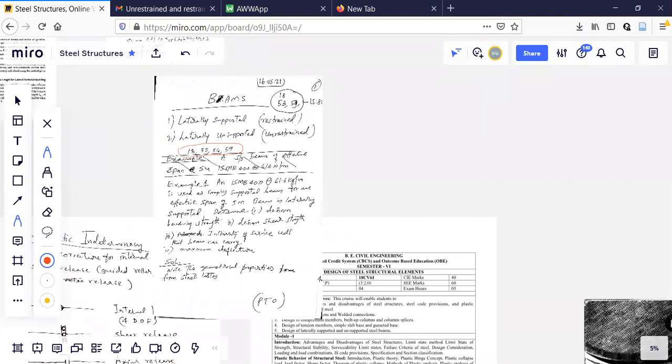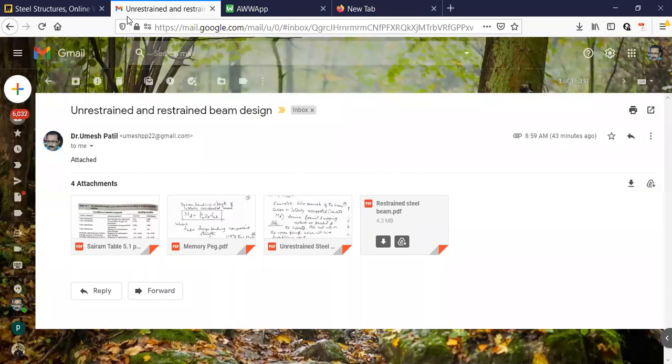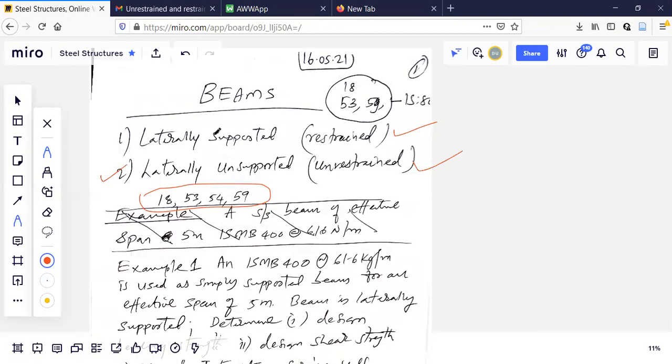So this is a beam here. See this, restrained. Laterally unsupported means unrestrained. This is there in your syllabus. Laterally supported was there in the previous, that is 6th semester. I'll show you that one. I'll show that problem here.